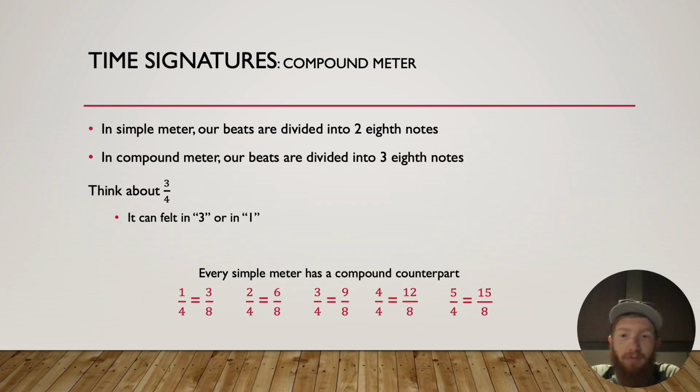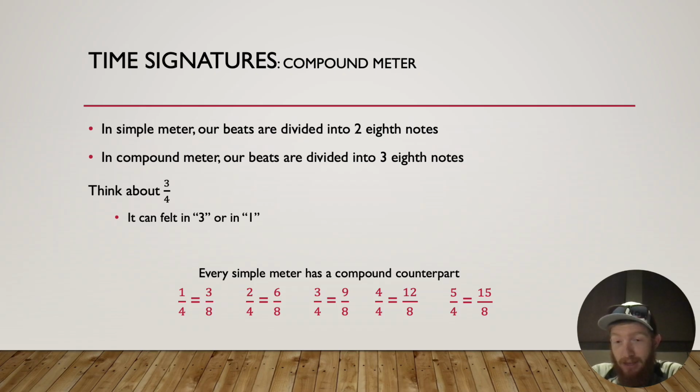So back to our compound meter page. Simple meter is super simple to understand. Every beat is going to be divided into 2 eighth notes. Compound meter gets more complex. Now it's 3 eighth notes, where every beat is felt in 1. It's going to have that flowy feeling.